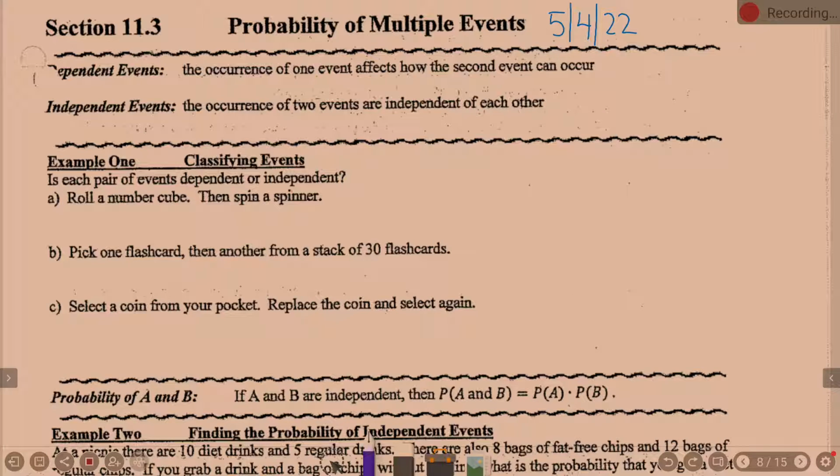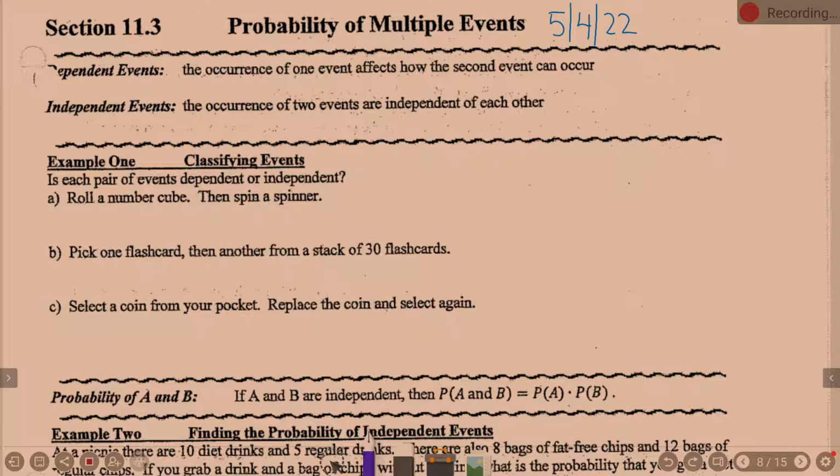Lesson 11.3. We are continuing to talk about probability. Yesterday we kind of introduced probability. We did the more basic probability. Today we are looking at probability options where they will either use the word and or. So we'll be combining some probabilities.